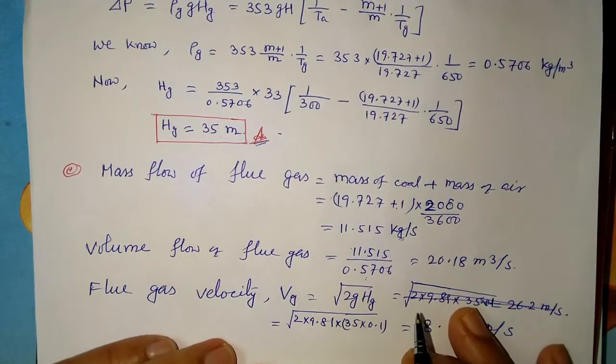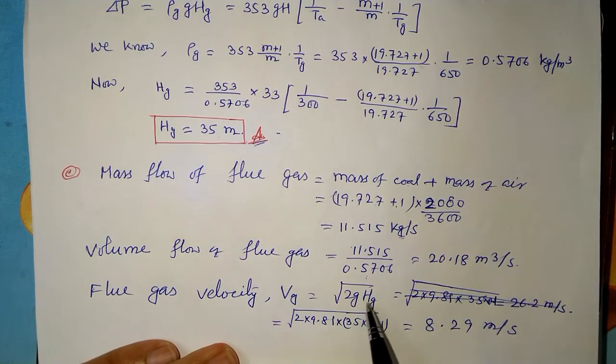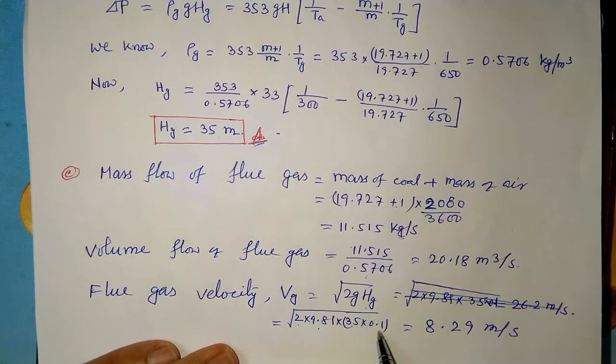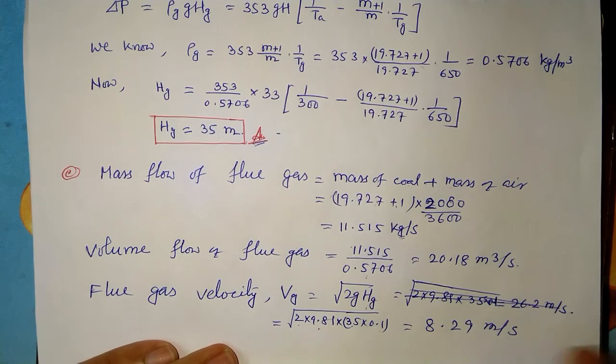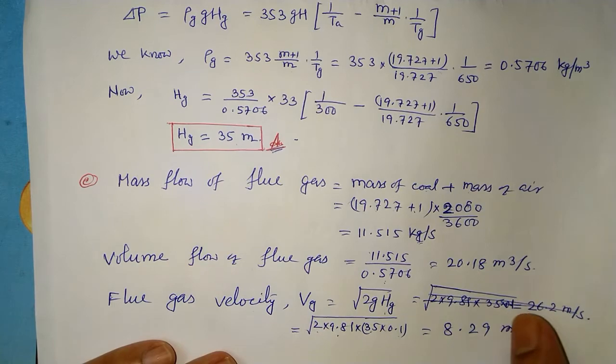Okay, now we have to find the flue gas velocity, and this gives Vg is equal to root over 2g into hg. So 2 into g 9.81 into 35, this hg, and here we need to take the actual hg, and this is 10% of the theoretical hg, so into 0.1, and this calculation gives 8.29 meter per second. So we got this as the flue gas velocity and the volume flow of the flue gas.